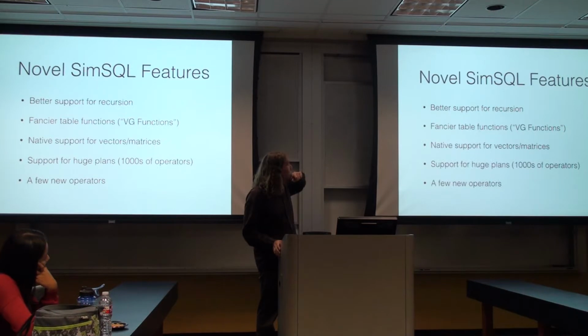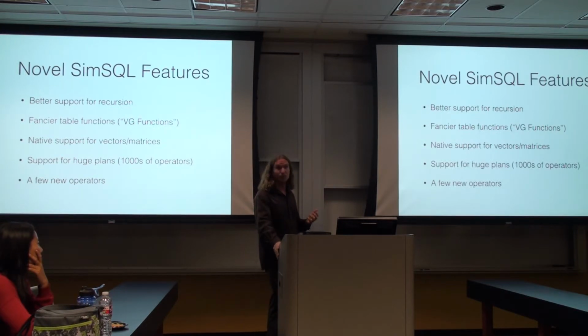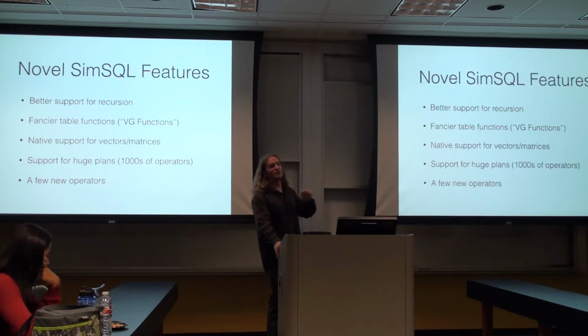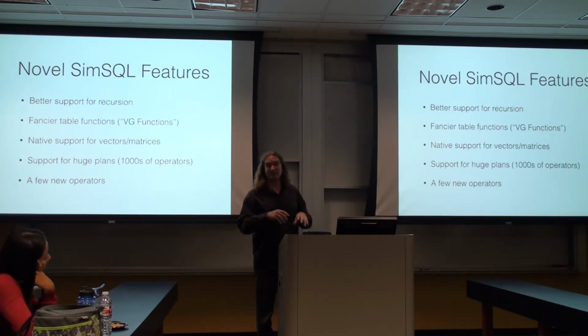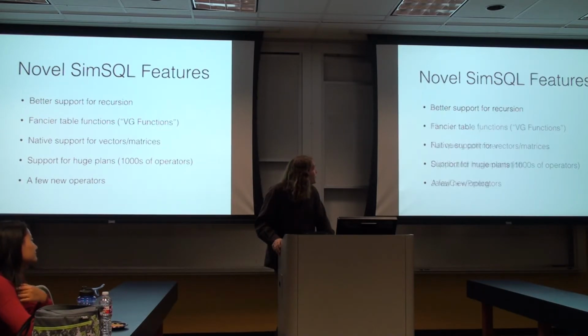Yeah, so the things that we need to change or that we've added to it are better support for recursion. We have fancier table functions in there, these things called VG functions. One thing we've been working on is native support for vectors and matrices, because these are so fundamental to mathematical computations, and they're badly supported in current relational systems. Okay, support for huge query plans, because these are big computations, right? They're iterative, so they might have thousands of operations. Then we have to actually implement a few new operations under the hood.